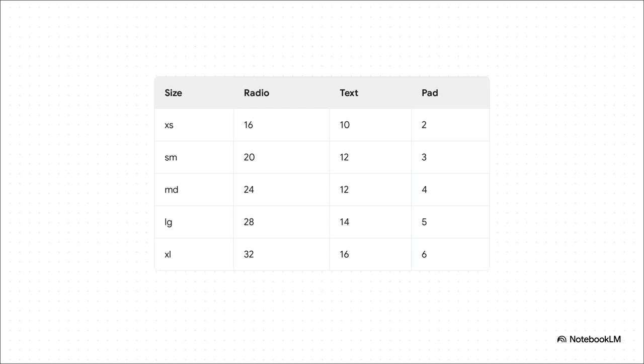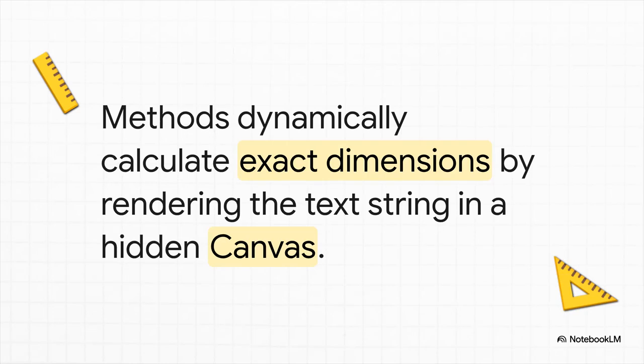But what about those annoying edge cases with really long text strings? Well, the component actually acts like a little engine. It dynamically calculates the exact pixel dimensions it needs by rendering the string in a hidden canvas, measuring its precise width and height, and then adding that scaled padding we just looked at. It mathematically guarantees your UI is going to render flawlessly. No clipping, no weird cutoffs.